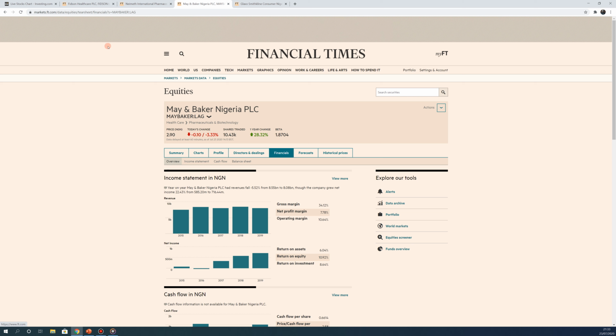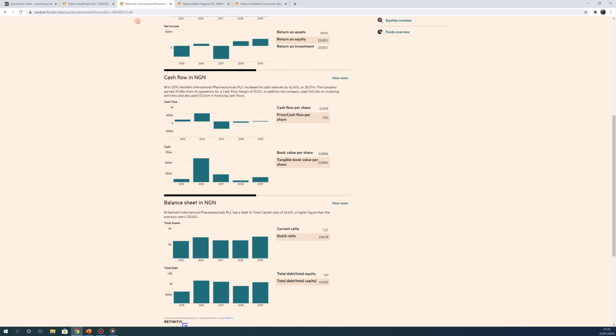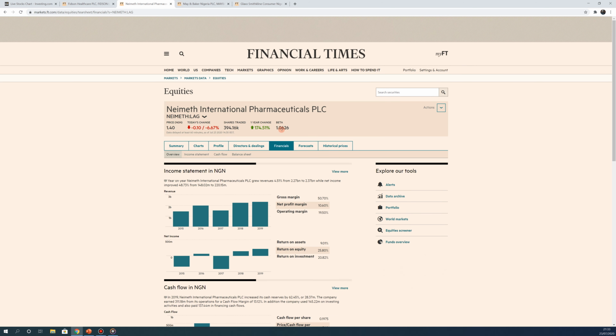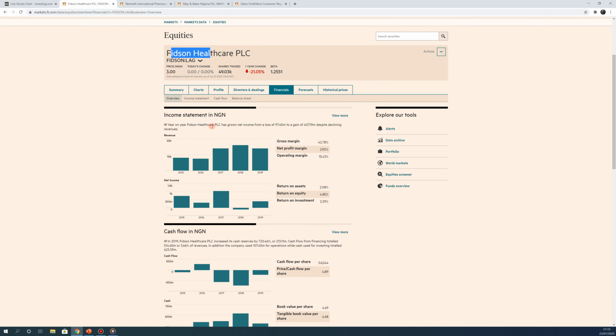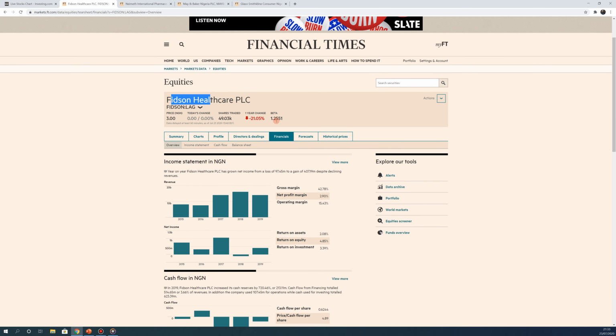This is 1.8. The other was the better one, almost 1. Not very volatile, but it's a little bit above 1. Okay, wow. I think, yeah. Let me rearrange it again. May and Baker will be number one, Fidson two, and name it.